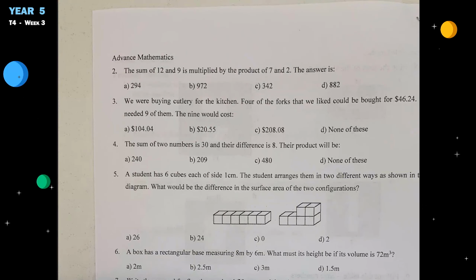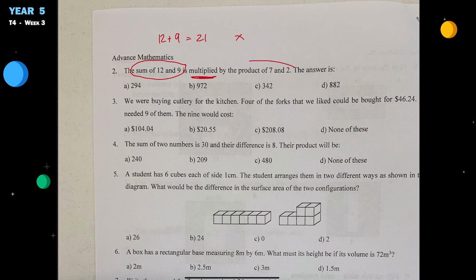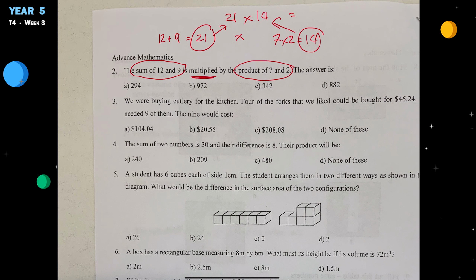The sum of 12 and 9 is multiplied by the product of 7 and 2. So the sum of 12 and 9, let's do that first. Sum means plus, so 12 plus 9 equals 21. And that is being multiplied by the product of 7 and 2. Product means times, so that's 7 times 2, which equals 14. So you're going to take 21 times 14. They want you to multiply that and that together, and you're going to get the answer.